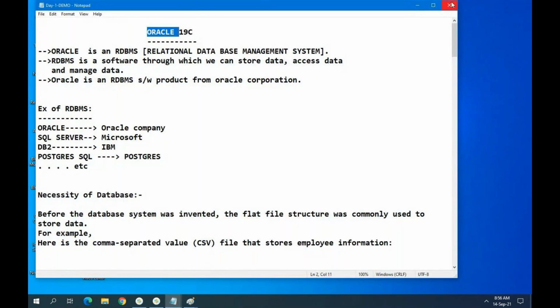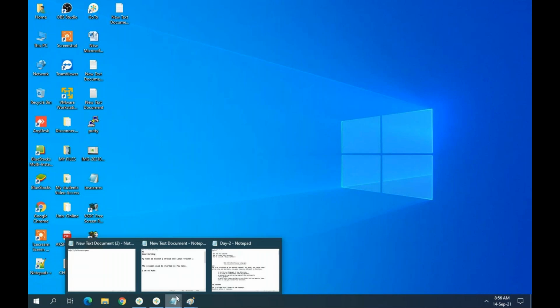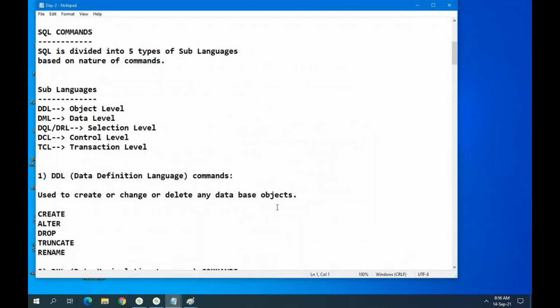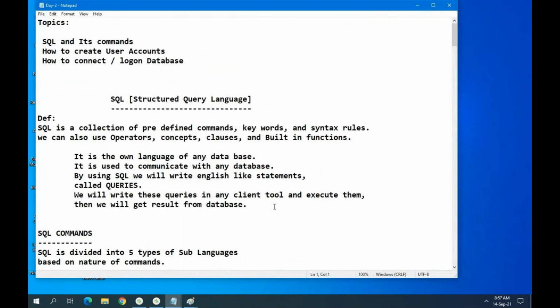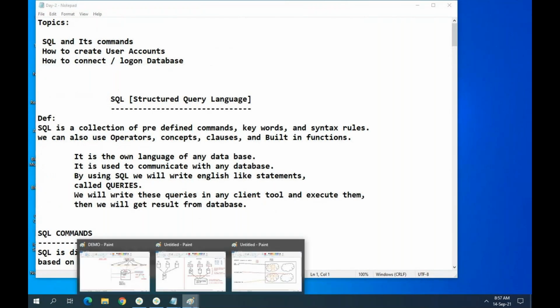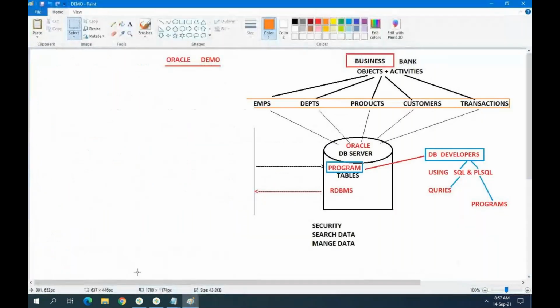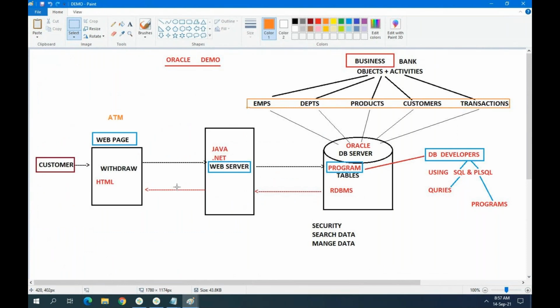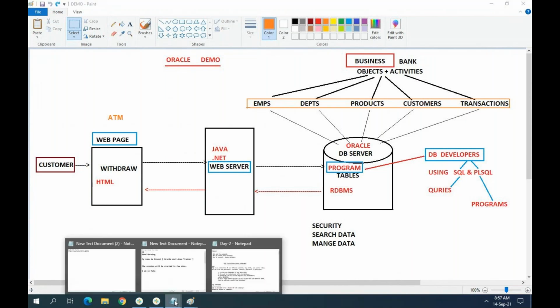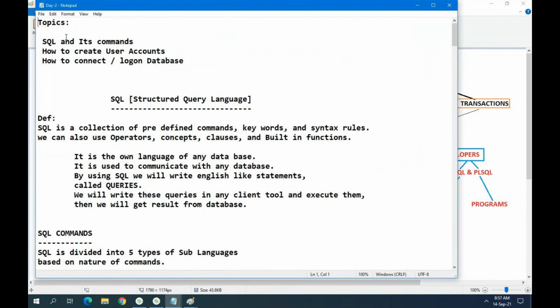So this is about the demo and versions. In the next class, what is our target, guys? You are becoming a developer. To become a developer, we should understand what SQL is and what PL/SQL is. So in the next session, I am going to start with what is SQL.